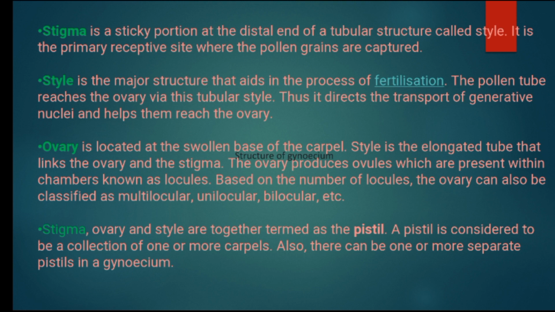Then the stigma, ovary and style are together termed as the pistil. A pistil is considered to be a collection of one or more carpels. Also there can be one or more separate pistils in a gynoecium, that means apocarpous and syncarpous conditions.